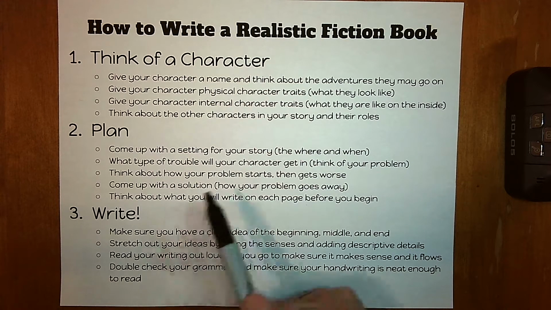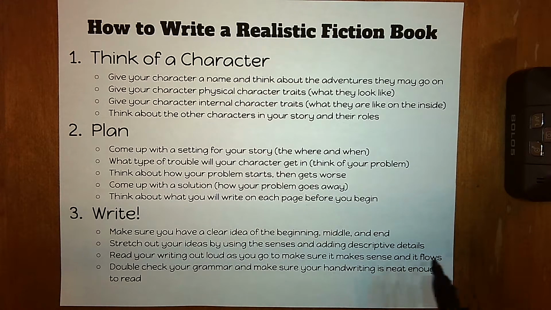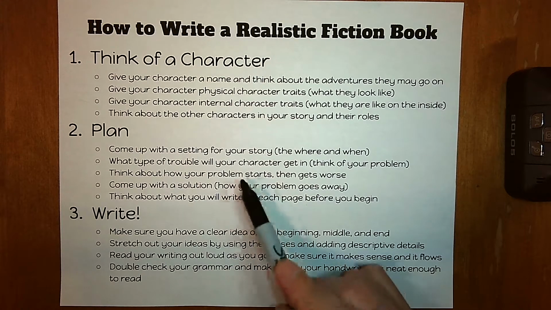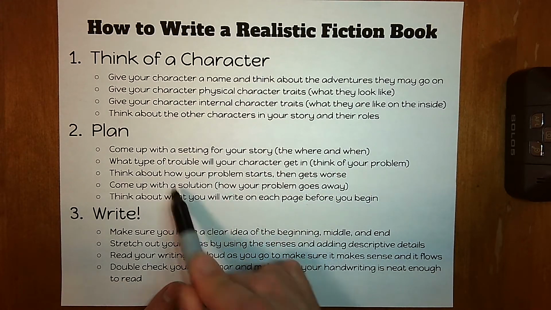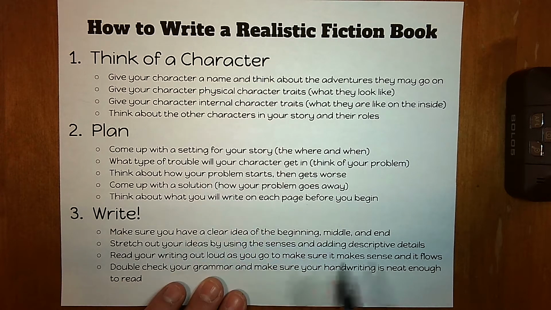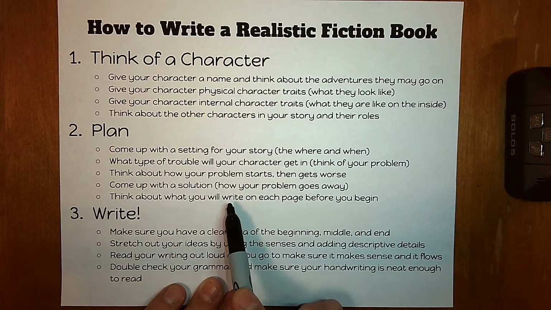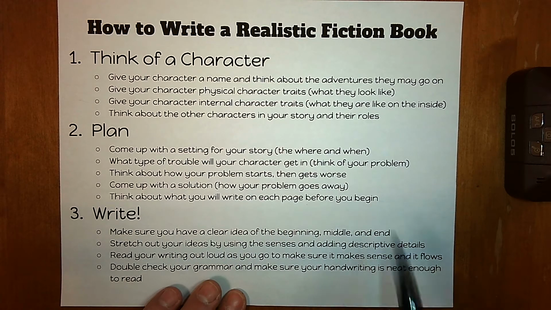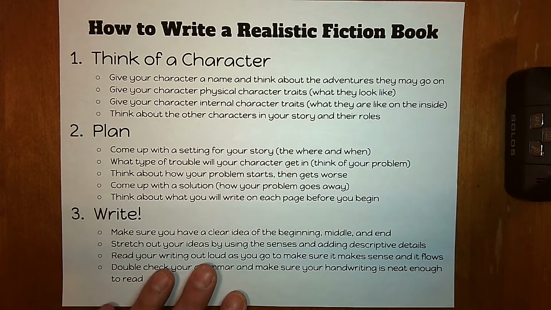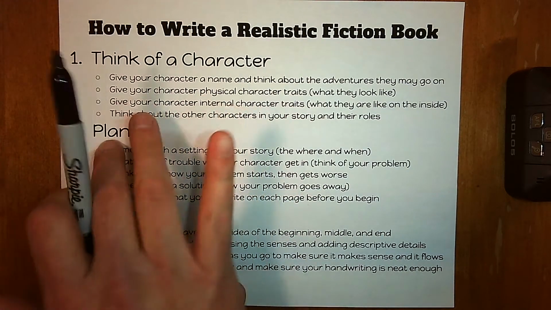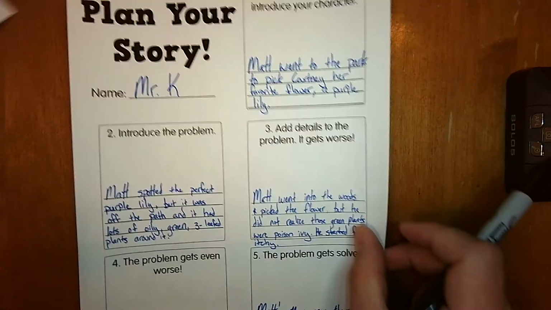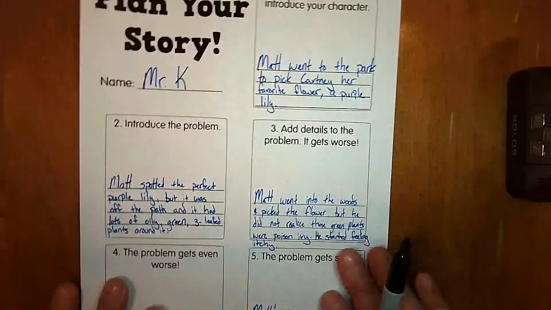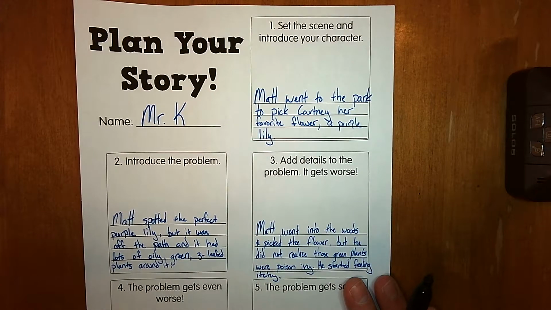Then you're going to think about how your problem starts and gets worse. Remember, your problem's going to start, it's going to get worse, and then finally you'll have a solution, and that's how the problem goes away, and that's how your story ends. Lastly, you think about what you will write on each page before you begin. So before you do any writing, you have to plan. And this sheet here, which we did last time, and I shared it with you again, is a great way to plan out your story.